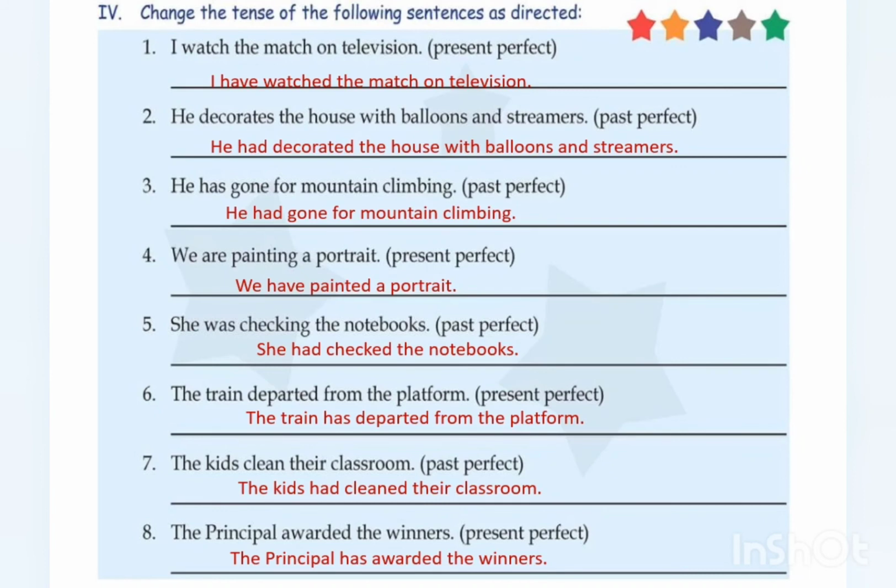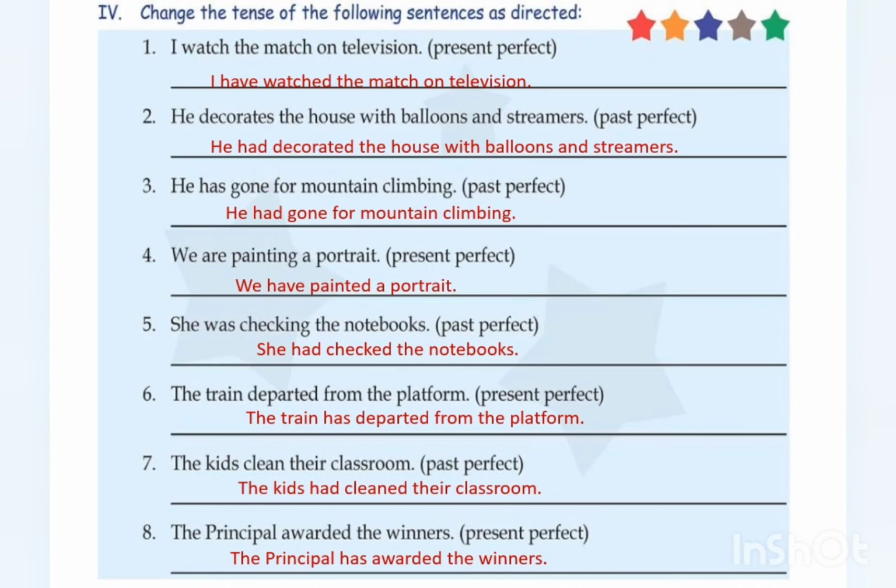Next, he decorates the house with balloons and streamers. Past perfect. Past perfect means had plus third form of verb, right? So he had decorated the house with balloons and streamers. Third sentence, he has gone for mountain climbing. Past perfect. So he had gone for mountain climbing.